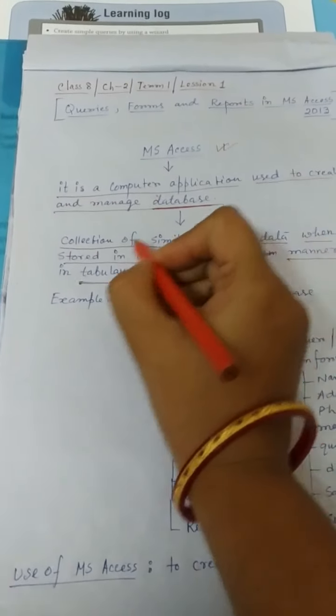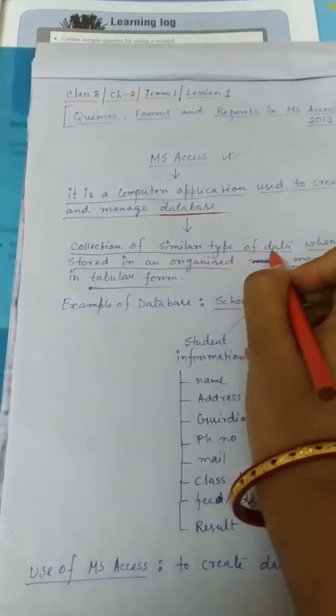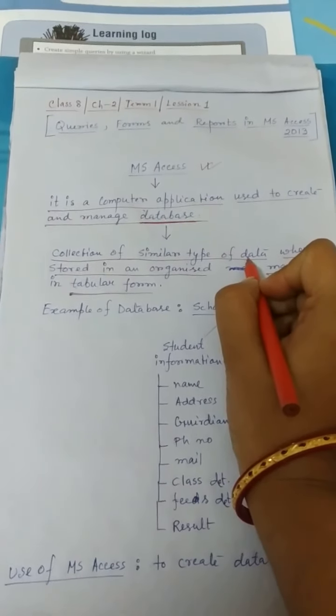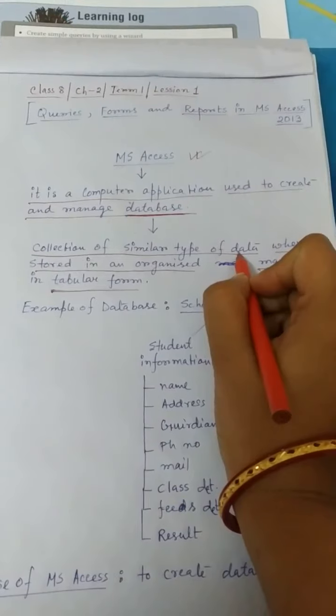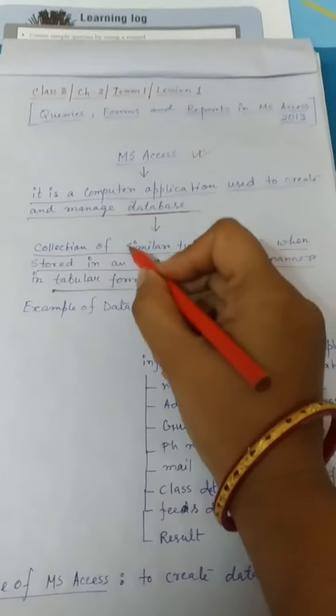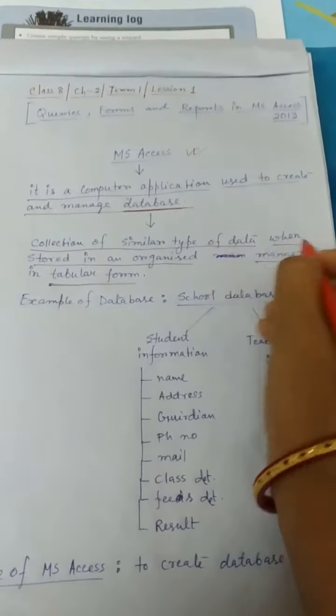A collection of similar type of data. Similar type of data means data having a relation between them. And this data, when stored in an organized manner, that means when we store this type of data and follow some rules, that is called the organized manner, in the tabular form, that means in table form. So that is called a database.